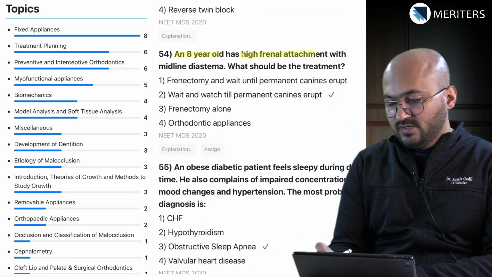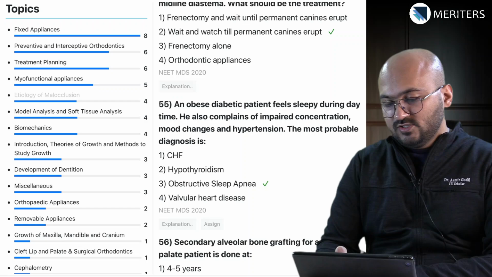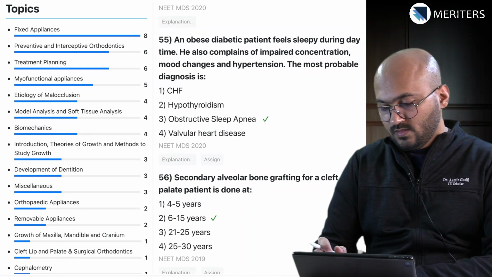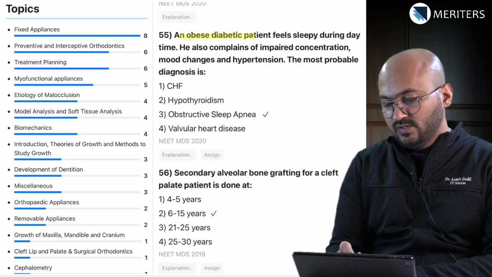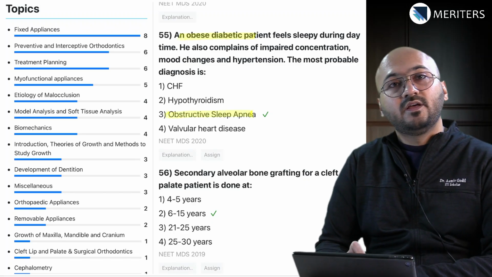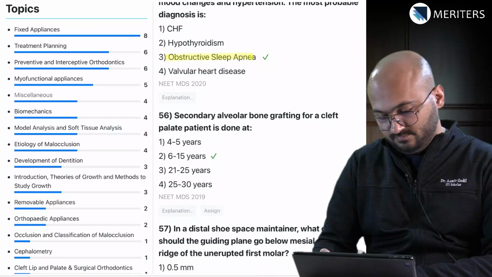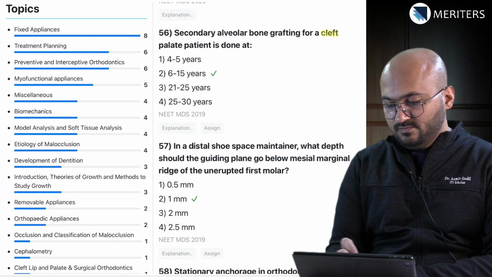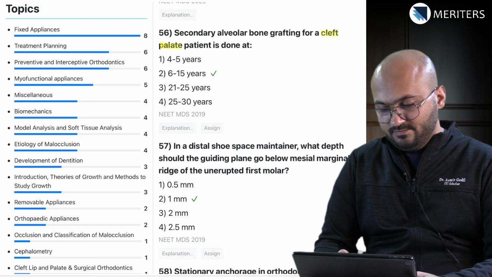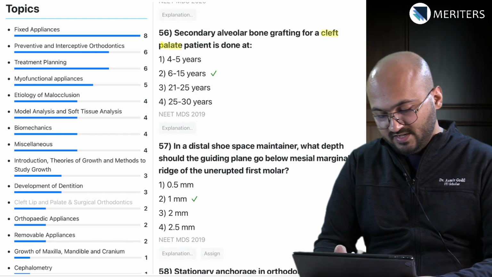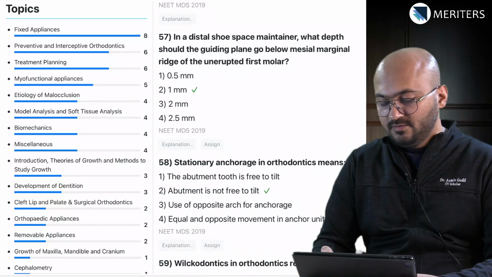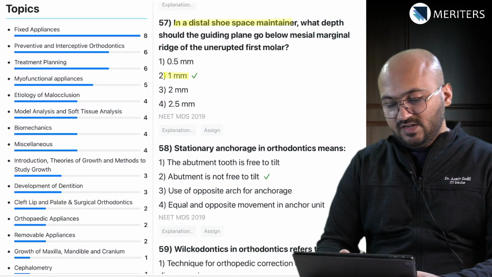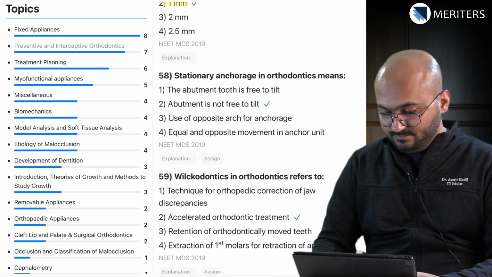8-year-old with frenal attachment, you will wait till the canines to erupt, so that's related to etiology and treatment plan. Then again, obese patient with obstructive sleep apnea, repeat question. This is a cleft palate question. First time, cleft palate repair and secondary alveolar bone grafting, everything is important with regards to cleft palate. Distal shoe space maintainer, specifications have to be remembered, preventive and interceptive.